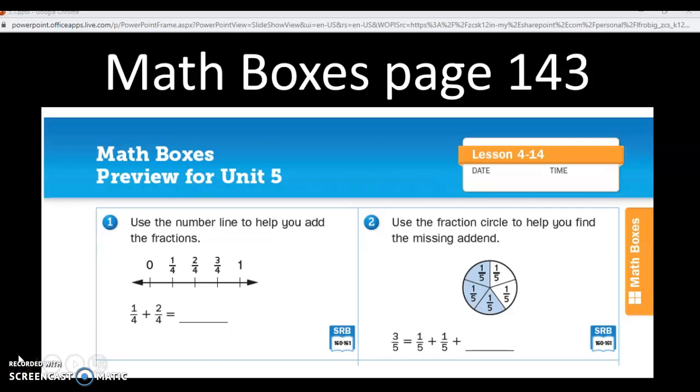Hey guys, before we get started on our lesson, please make sure that you have completed math boxes on page 143 to go over with Miss Borlick. This looks familiar, numbers 1 and 2. If you look really closely at number 2 right here, this is what today's lesson is going to be about. We're going to talk about what each one of these individual fractions is called, and how we add fractions with like denominators.